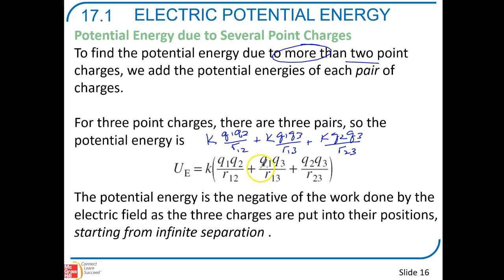You'll notice that we only have 1 in these two, we only have 2 in these two, and we only have 3 in these two, so we can't separate and put the charge out front. So here the potential energy is the negative of the work done by the electric field as the three charges are put into their positions, and that starts from an infinite separation. Remember we said U is equal to 0 when r is at an infinite separation.